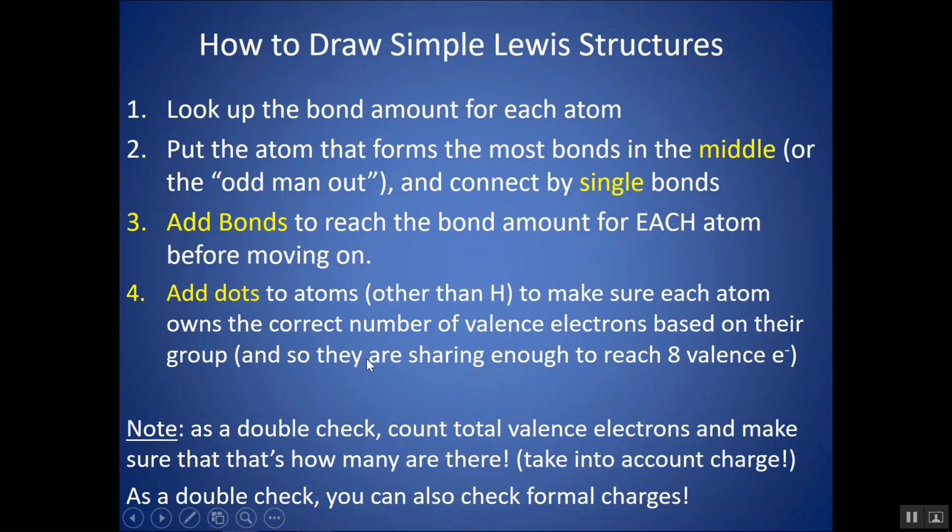So this is the step-by-step that we're going to be using, and I'm going to do this in the midst of an example, but we're going to look up the bond amount based on our periodic table. Whatever atom forms the most bonds, we're going to put in the middle, and we'll start with single bonds, and then we'll add any more bonds we need to make sure we reach those bond amounts that we set. Do not move on to dots until you finish your bonds. Then you can add enough dots to anything other than H. H never needs extra dots, to make sure that each atom owns the correct number based on their group.